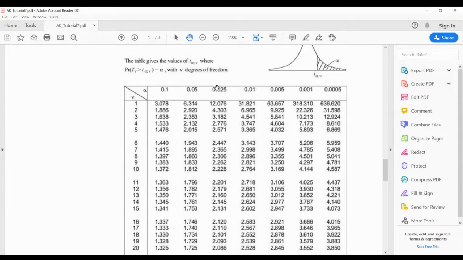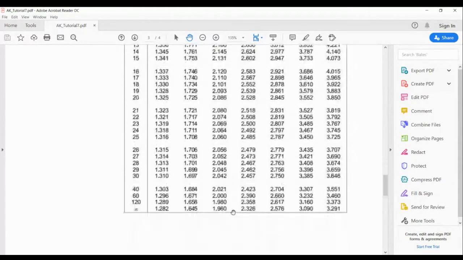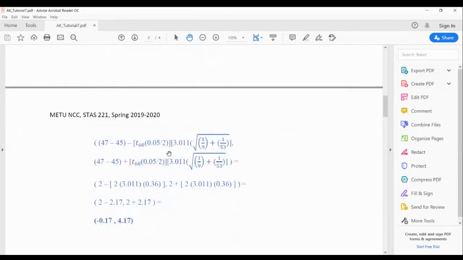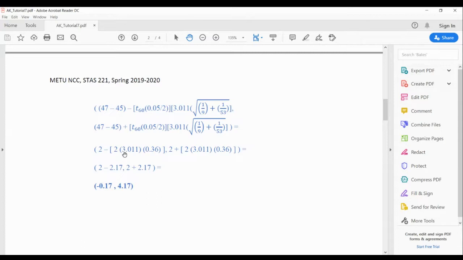Okay, so the probability is 25 over 1000. Degree of freedom we calculated to be 60, so the intersection is 2. That's why inside the formula I used the number 2. Here we assign the numbers, and we find out that this is 2. Then we should calculate this one, and the rest is just calculations. And as you can see, we find out that this is the confidence interval.